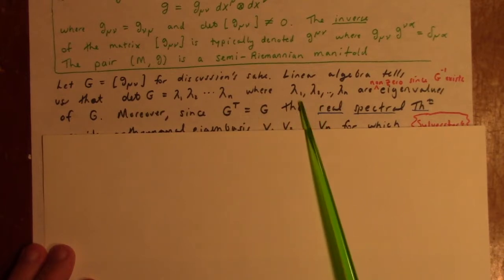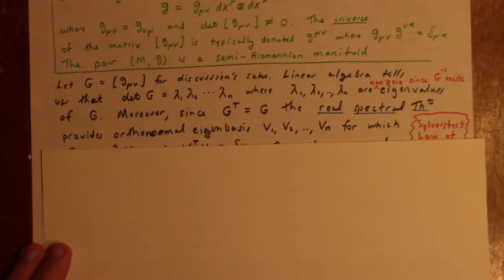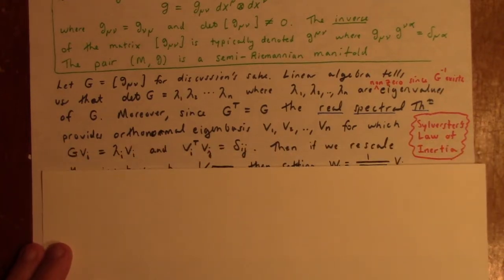In particular, since G is symmetric, the real spectral theorem applies, and as such, you can find an orthonormal eigenbasis, let's call it V1 through Vn, for which G Vi is lambda i Vi, and the dot product of any two of them is either 1 if they're the same, which says it has length 1, or 0 if they're not the same, which says they're perpendicular. So in total, that's orthogonal and normalized, which is to say orthonormal. So this is the real spectral theorem.